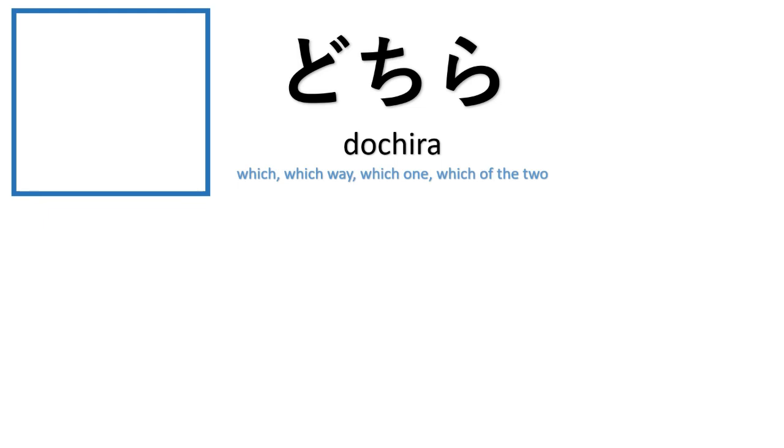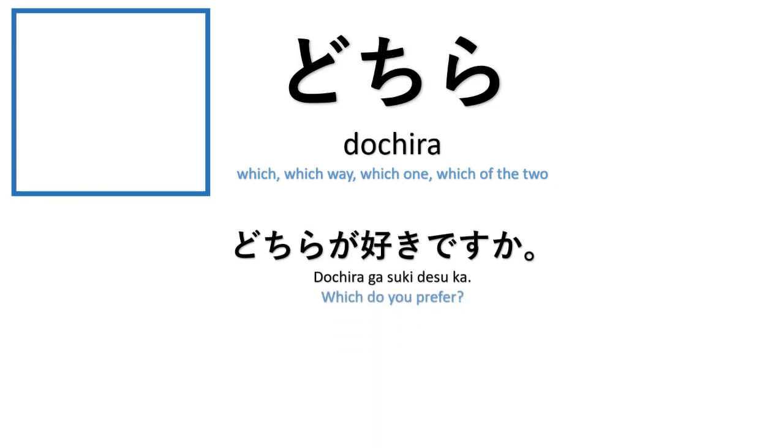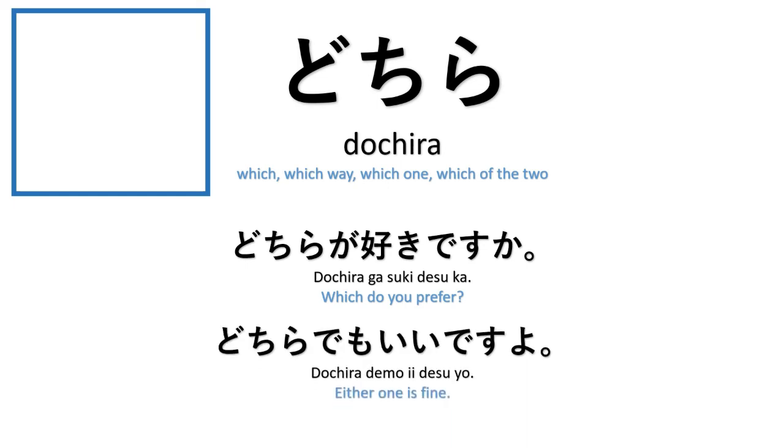Another question word is dochira. Dochira, which means which way, which one, which of the two. Okay? So we'll clarify this word. Dochira ga suki desu ka? So which do you prefer? Which one do you prefer? どちらでもいいですよ。Either one is fine. Right?